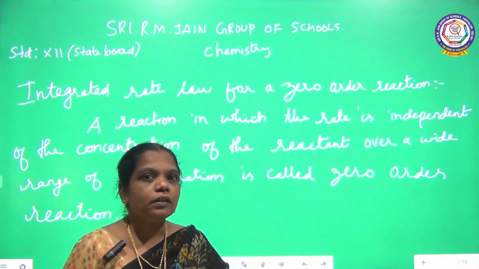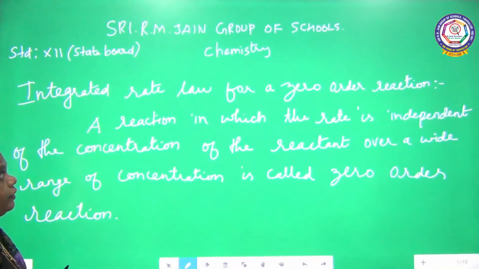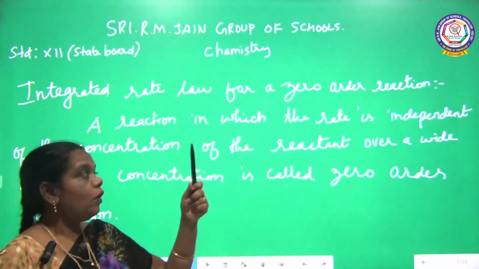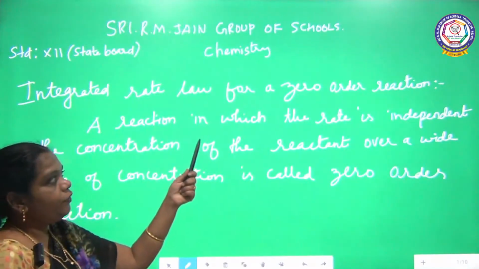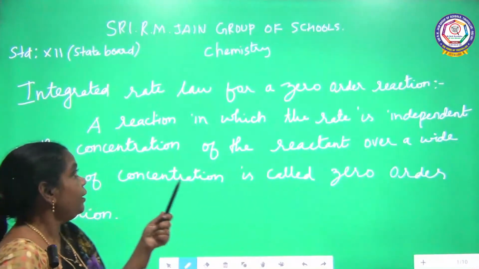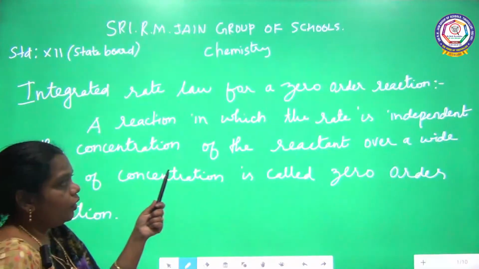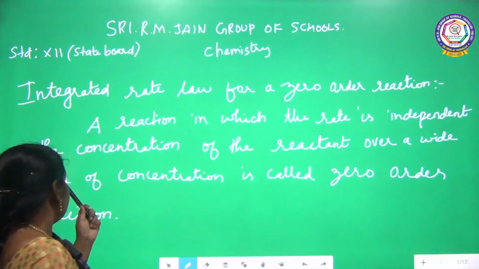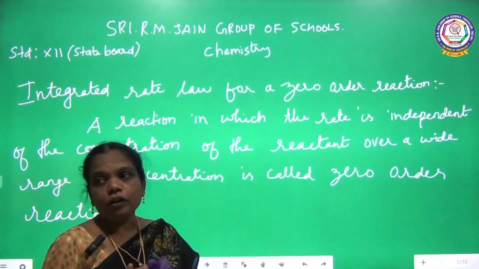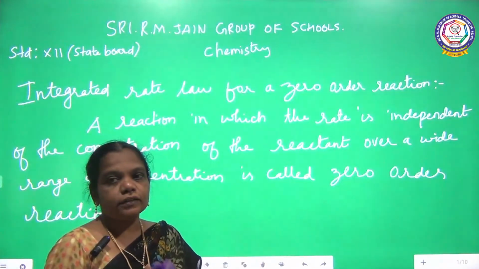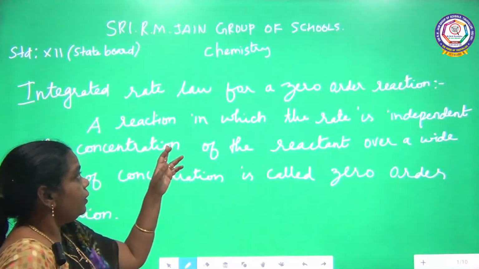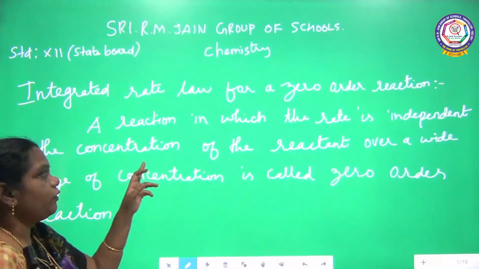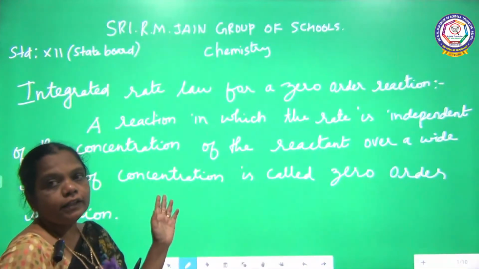Today's class we are going to learn about the integrated rate law for a zero order reaction. What is meant by zero order reaction? A reaction in which the rate is independent of the concentration of the reactant over a wide range of concentration is called a zero order reaction. So, what is meant by zero order? In a zero order reaction, the rate is independent of the concentration of the reactant over a wide range of concentration.